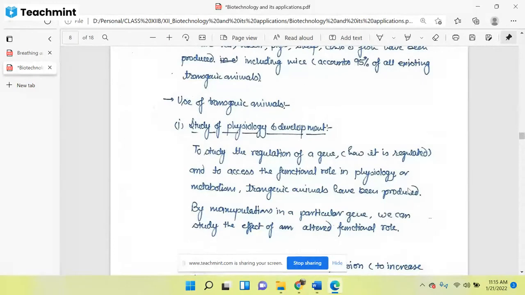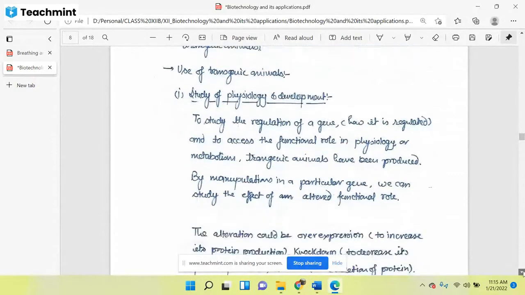So by altered expression of the gene in the transgenic animal, we can get the information about the role of that gene in a particular physiological process. By manipulating a particular gene, we can study the effect of altered functional role. If we can downregulate the expression of that gene or overexpress it, then we can get the information on how it plays a particular role in a particular physiological process, and that this gene plays a key role in this physiological process.